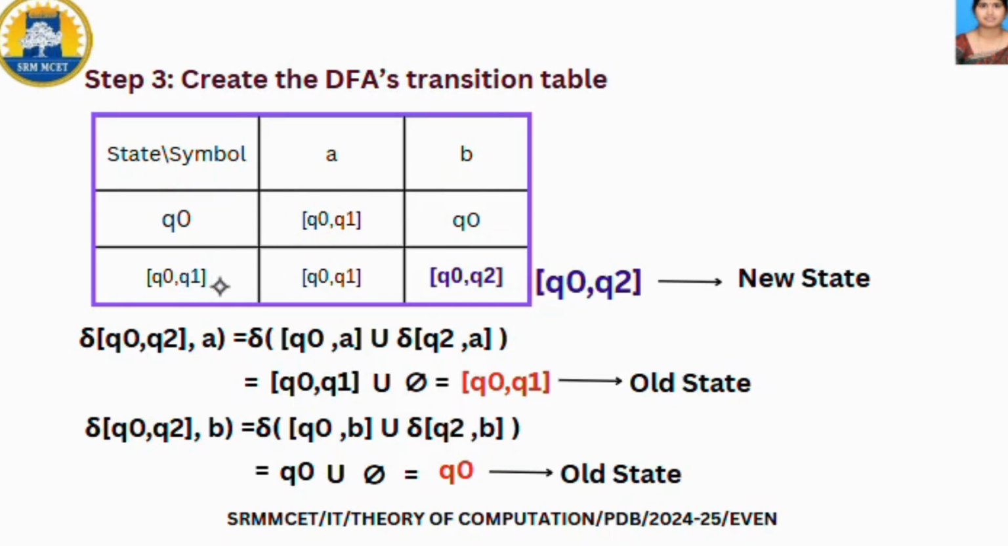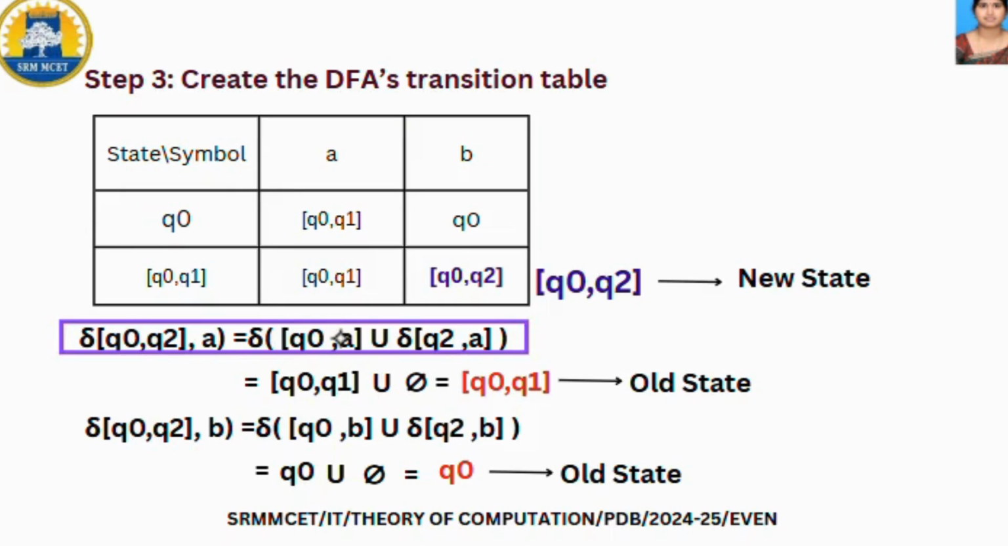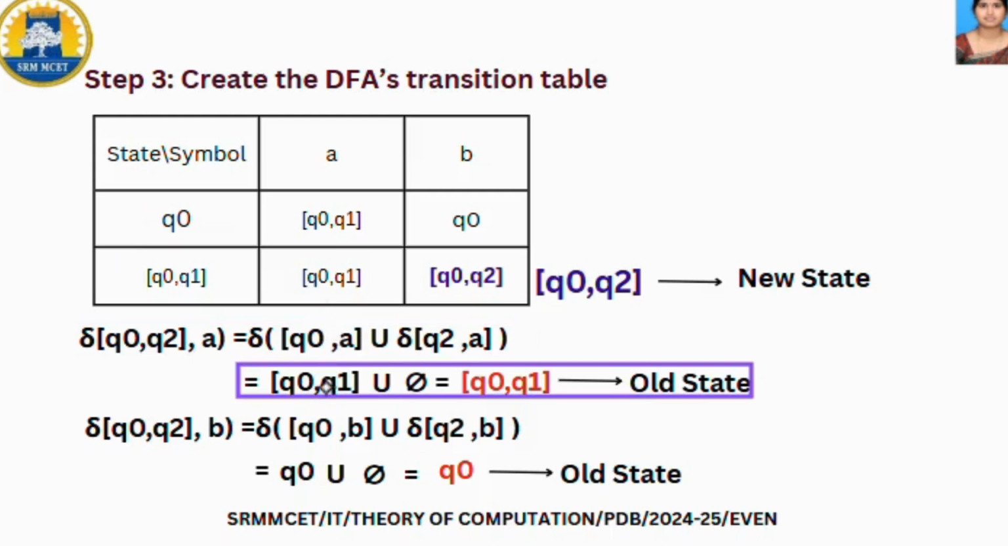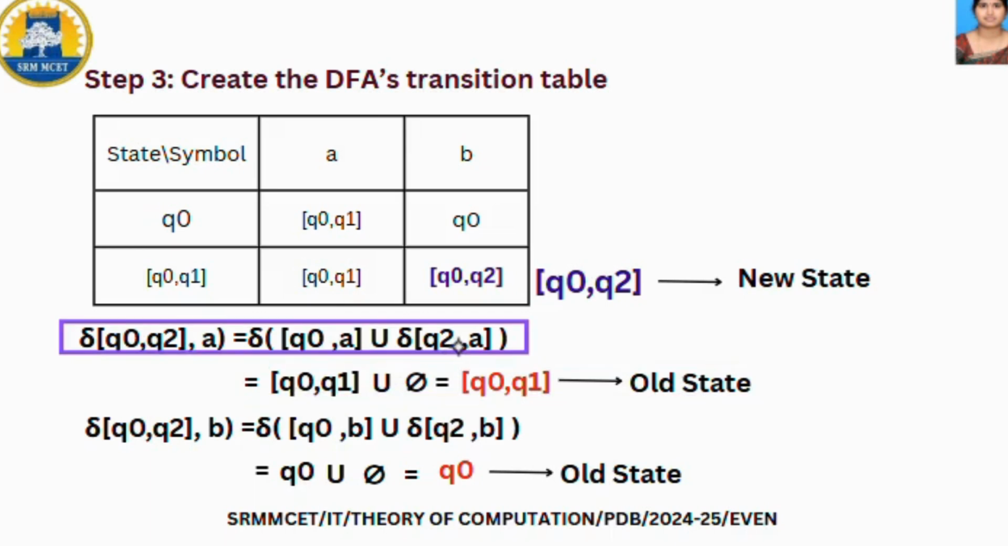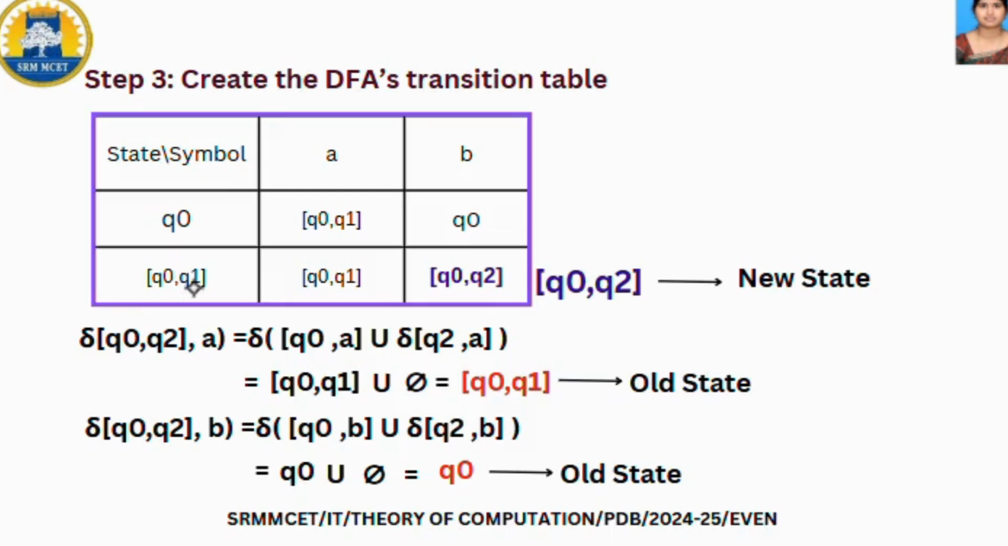That is, Q0 Q1 is a new state, and for that we find the transition. While finding the transition, we got another new state, that is Q0 Q2. For this also we have to find the transition with the help of the input alphabets A and B. Likewise we follow the same procedure: transition of Q0 comma A union transition of q2 comma a. Transition of q0 comma a, with the help of the NFA transition table, gives q0 q1, and q2 comma a gives a null value, so with the union operation we get q0 q1, which is also an old state, whose transition we previously found with the help of the input alphabets.